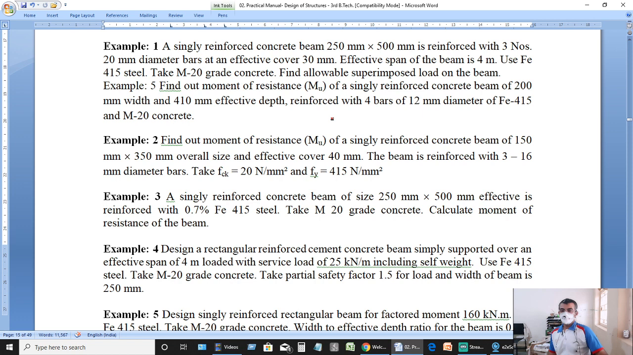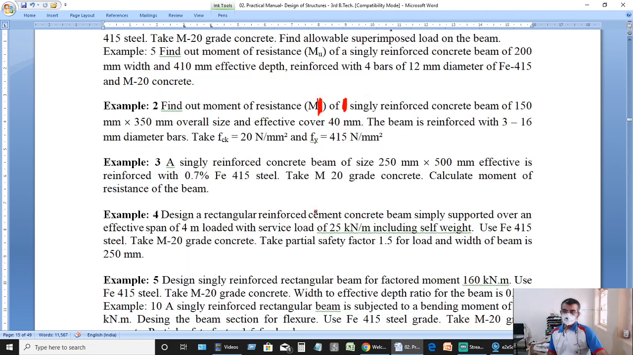I suggest that you just press the pause button, then write down the problem and solve it by yourself.